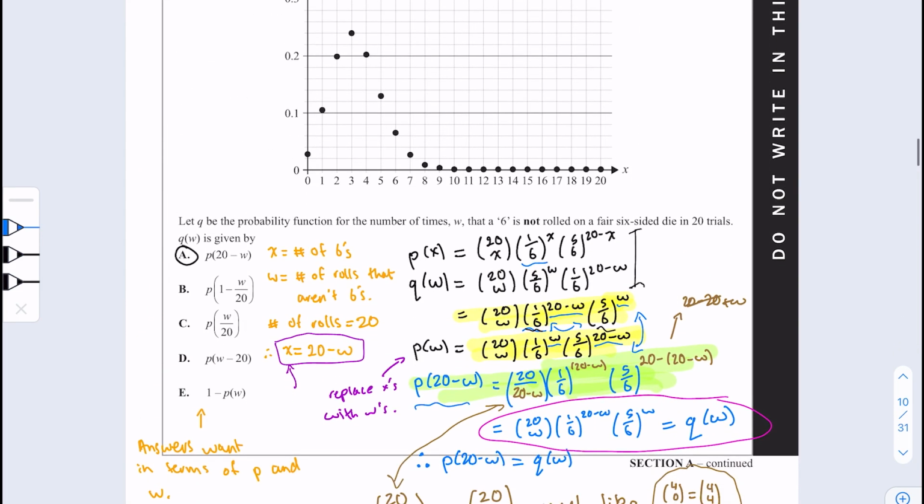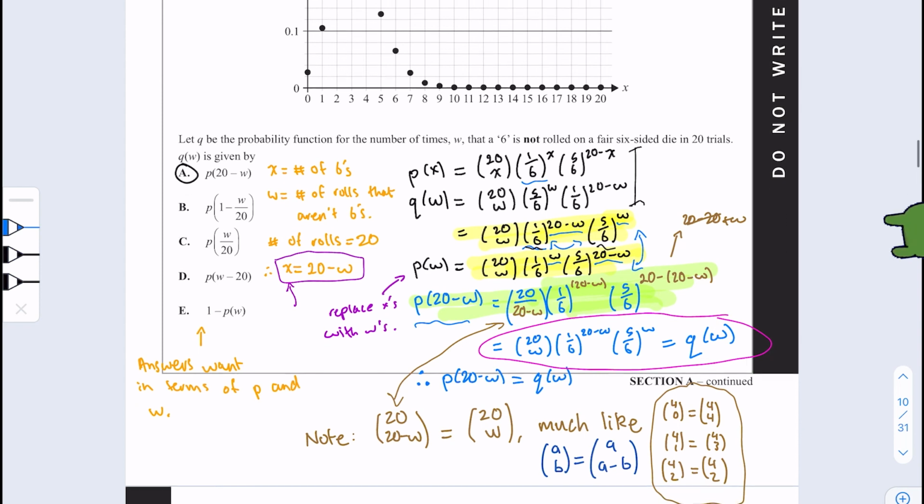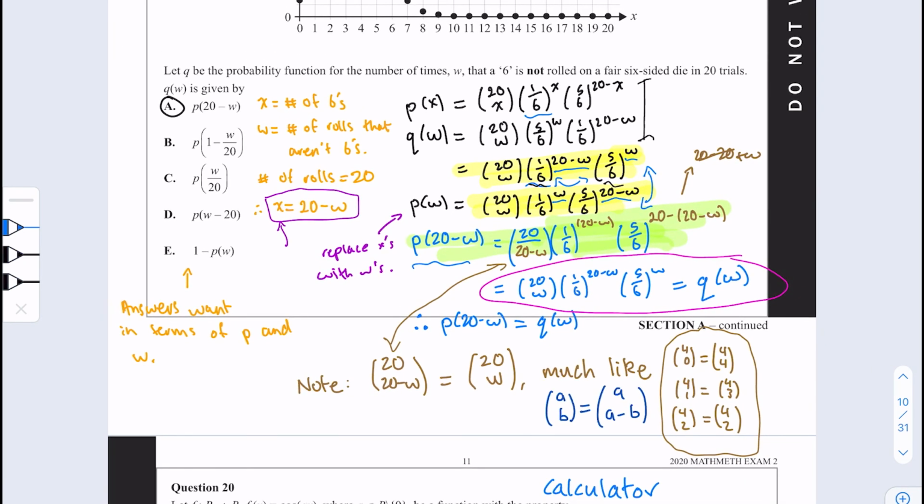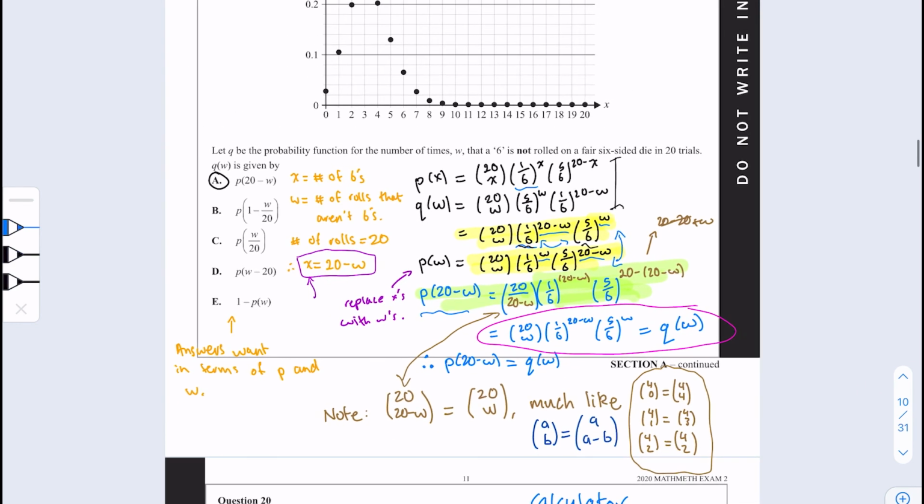This one, you kind of have to find it as you go. You kind of just have to start writing the functions, and then in your head thinking, how can I put q in terms of p, and then realizing the relationship between x and w, x equals 20 minus w. So then you can do p kind of in terms of q, because you're using w, even though 20 minus w is equal to x. And then from there, it's kind of hard to realize that 20 choose 20 minus w is equal to 20 choose w. And so that question was very difficult, I'd say.